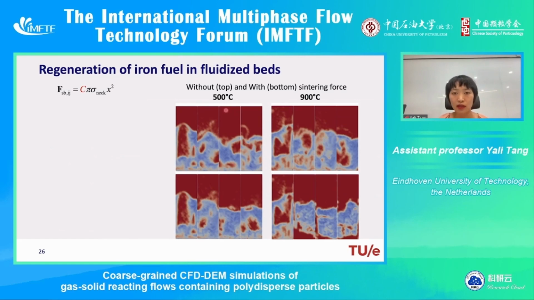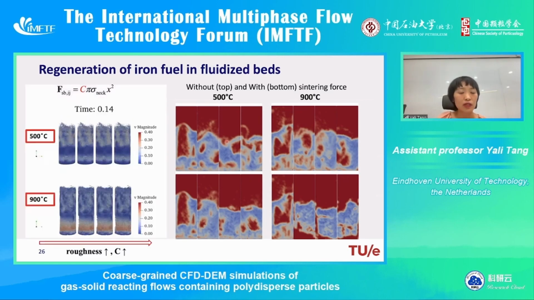You see that at the lower temperature, in both conditions, even with sintering force involved, the fluidization is quite healthy. So there's the bubble being formed, so very good. And at higher temperature, around 900 degrees C, you can see that the sintering force really becomes very dominating, and you see that a big glob is being formed, and basically the fluidization becomes very poor, and then that of course poses difficulty for the reactions.